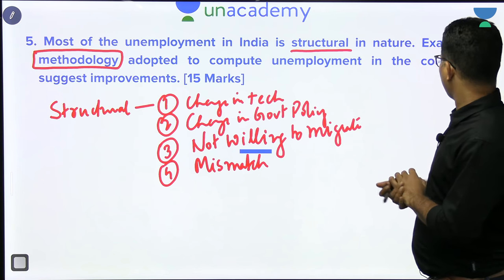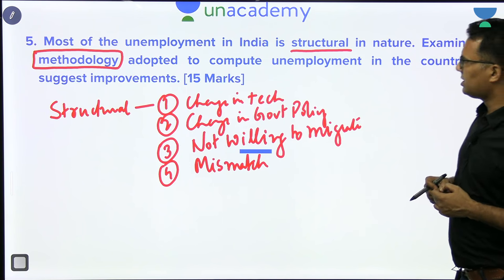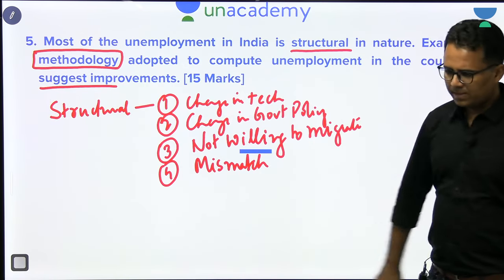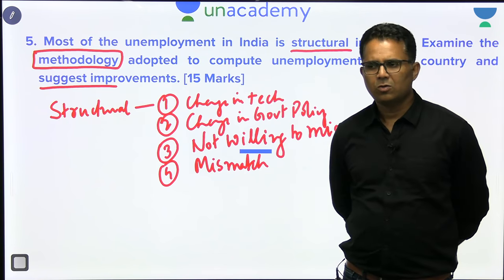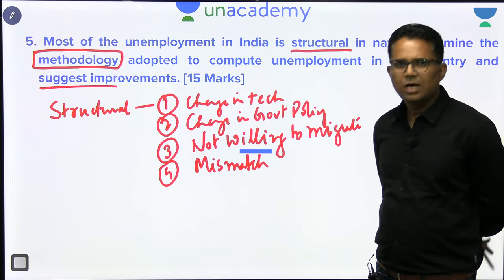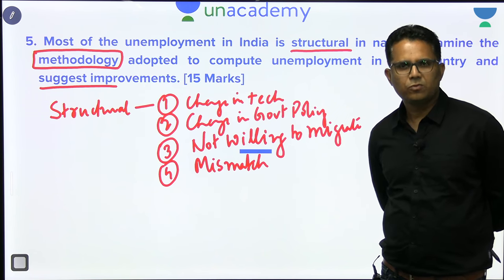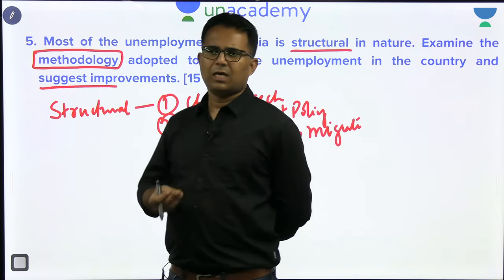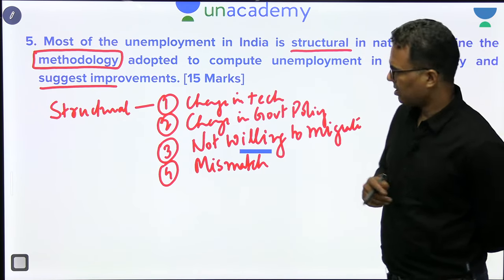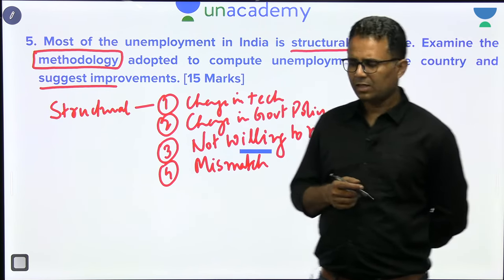For example. Then, the second part is: examine the methodology adopted to compute unemployment in the country and suggest initiatives. So here, first you need to tell who calculates it. Of course, we will talk about methodology. So you write that unemployment in India is measured by NSO, the National Statistical Office, through periodic labor force surveys, the PLFS surveys, where you write a few points. It is done on a quarterly basis for urban labor, and annually for rural labor. You write these things. Then you write the methodology adopted by PLFS. There are two ways.